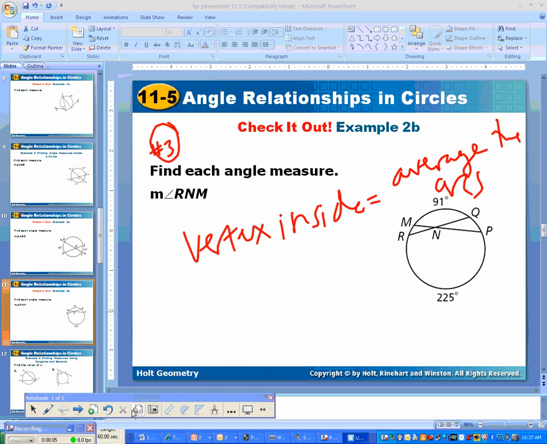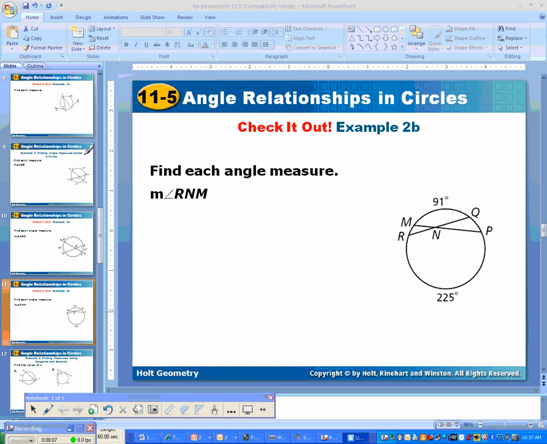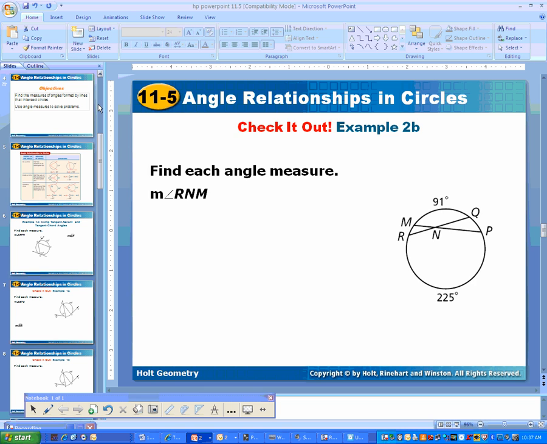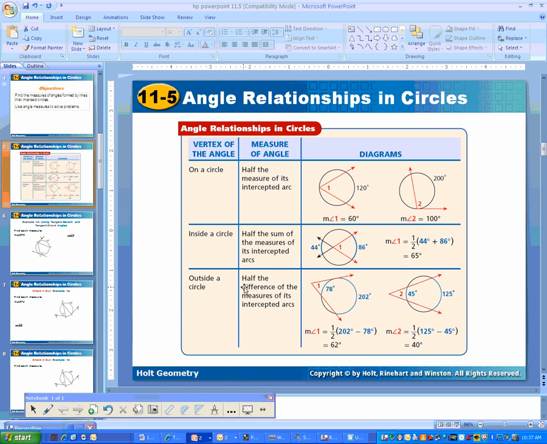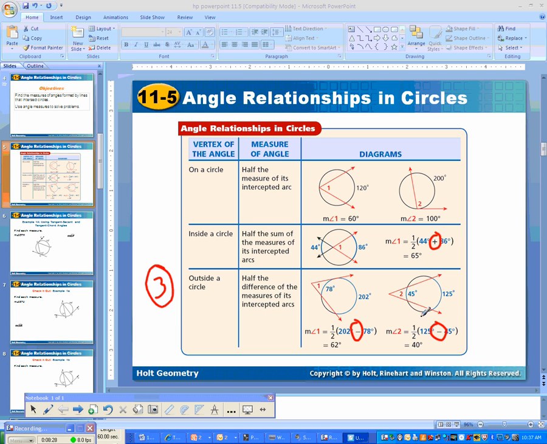All right, the last type of example I could give you. We've talked about chords. We've talked about the vertex on the circle. We've talked about the vertex in the circle. The last one is what happens if the vertex is outside of a circle. This is the third and final example. It's similar to what happens when it's inside a circle. Remember, if it's inside, you add up the arcs and divide by 2. When it's outside, guess what? You subtract the arcs and divide by 2. So I would write arc minus arc divided by 2 equals the angle.